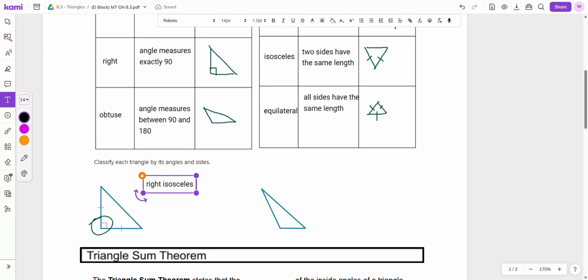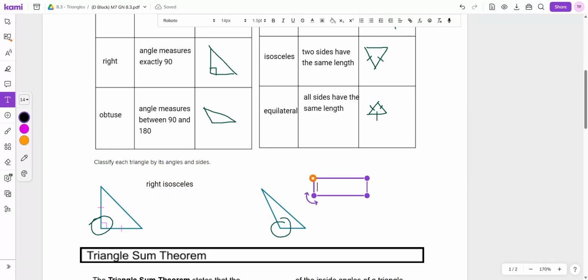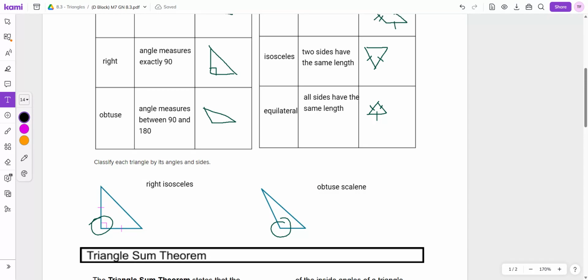Looking at the next one, this one does not have any measurements whatsoever. It doesn't even have any congruency marks. But this one is one where you can really tell that the largest angle is obtuse, and that all of the sides are different. So that would make it an obtuse scalene.